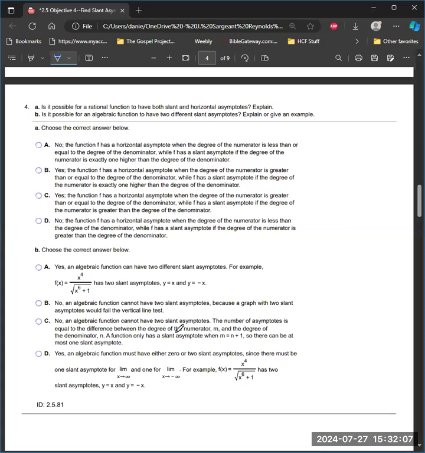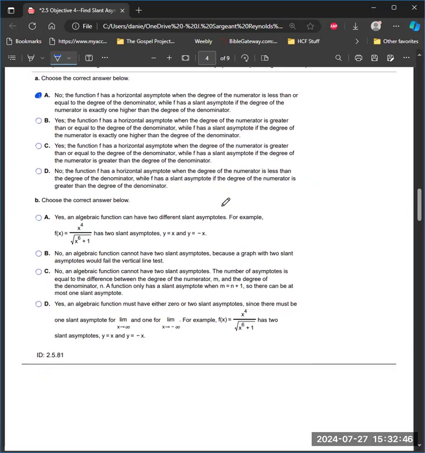All right, is it possible for a rational function to have both slant and horizontal? No, you can only have one y equals. Both ends are going to be finite, or both ends are going to be infinite. So no, you can't have both. So this is A. The function f has a horizontal asymptote when the degree of the numerator is less than or equal to the degree of the denominator, while f has a slant asymptote if the degree of the numerator is exactly one higher than the degree of the denominator, so you can't have both situations.